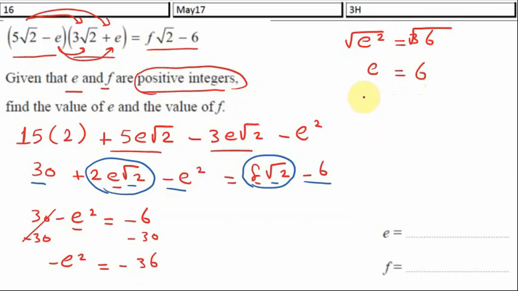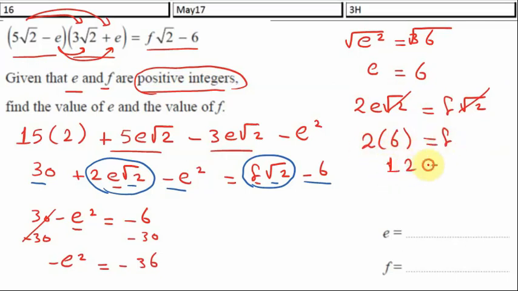Okay, after finding the value of e, we have to find the value of f. So 2e root of 2 equal f root of 2. So we can cancel root of 2 with root of 2. So 2, and we can substitute now for e. So we will put 6 instead of e equal f. So 2 times 6 equal 12. So the final answer for e equal 6 and f equal 12.